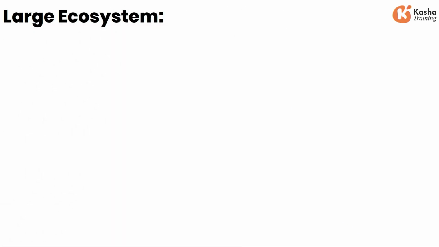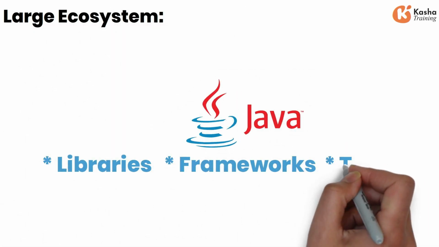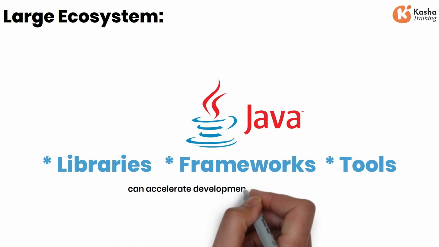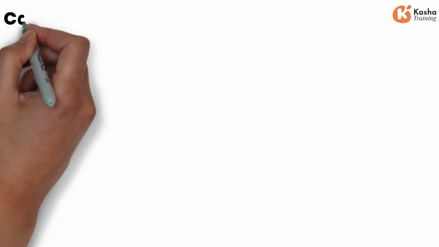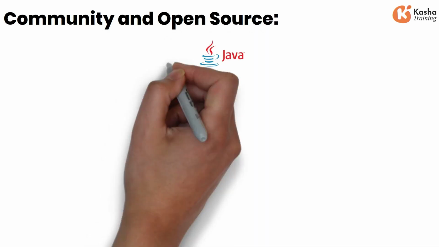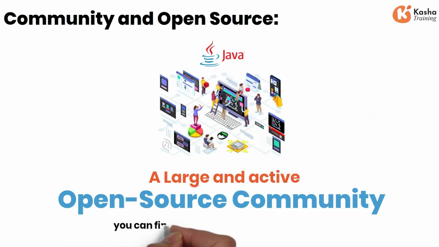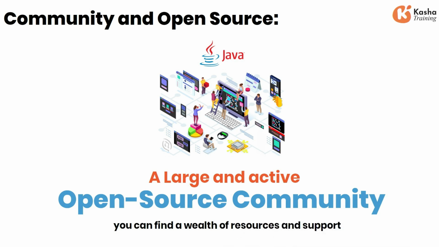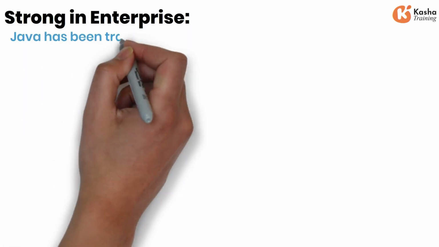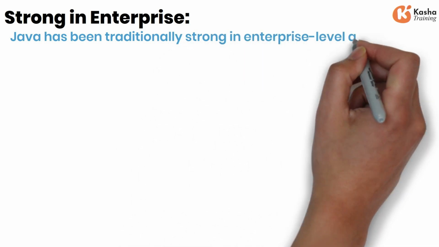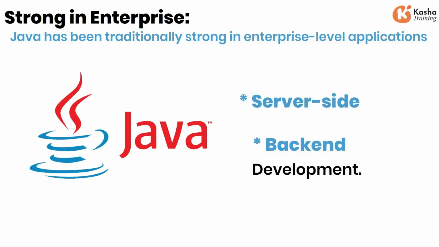Large ecosystem. Java has a vast ecosystem of libraries, frameworks, and tools, which can accelerate development and provide solutions for various types of applications. Community and open source. Java has a large and active open source community, which means you can find a wealth of resources and support. Strong in enterprise. Java has been traditionally strong in enterprise-level applications, particularly in server-side and back-end development.